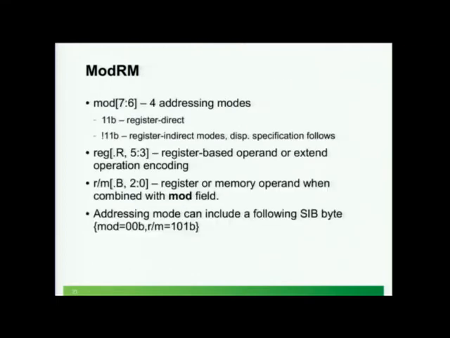So those are the fields. If the mod, the first 2 bits, are 1-1, you have register direct addressing. And if it's not 3, like 11 binary, you have register indirect, and then more specification comes after. And the reg field selects a register-based operand, and the RM field selects either a register or memory operand, and it's combined with the mod field. For example, if you want to say that after the ModRM there is a SIB byte coming, you have to have this configuration: the mod has to be 0, which means register indirect mode, and RM has to be 4. This is how the addressing is done, how to tell the decoder what's coming.